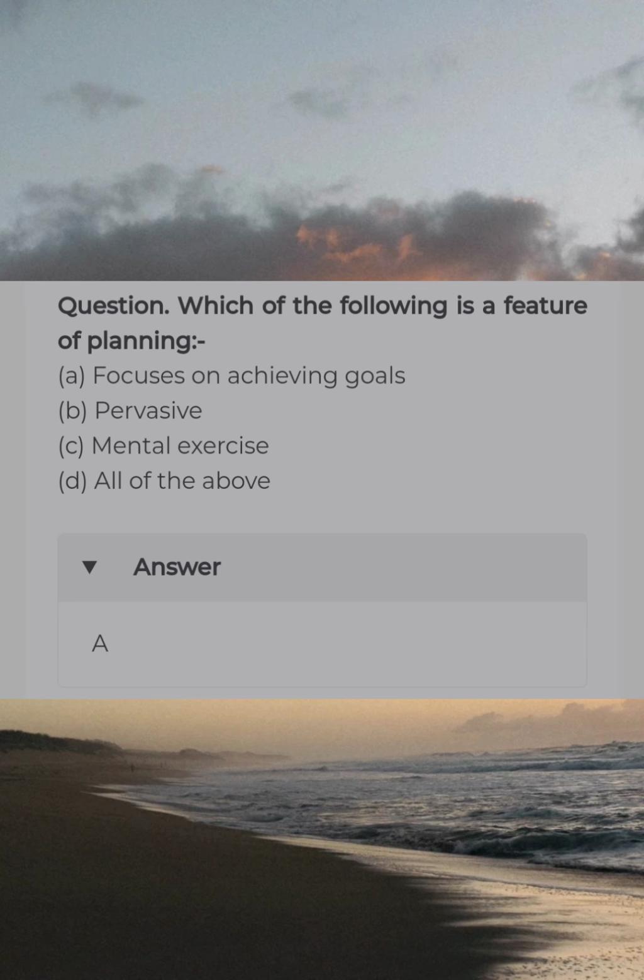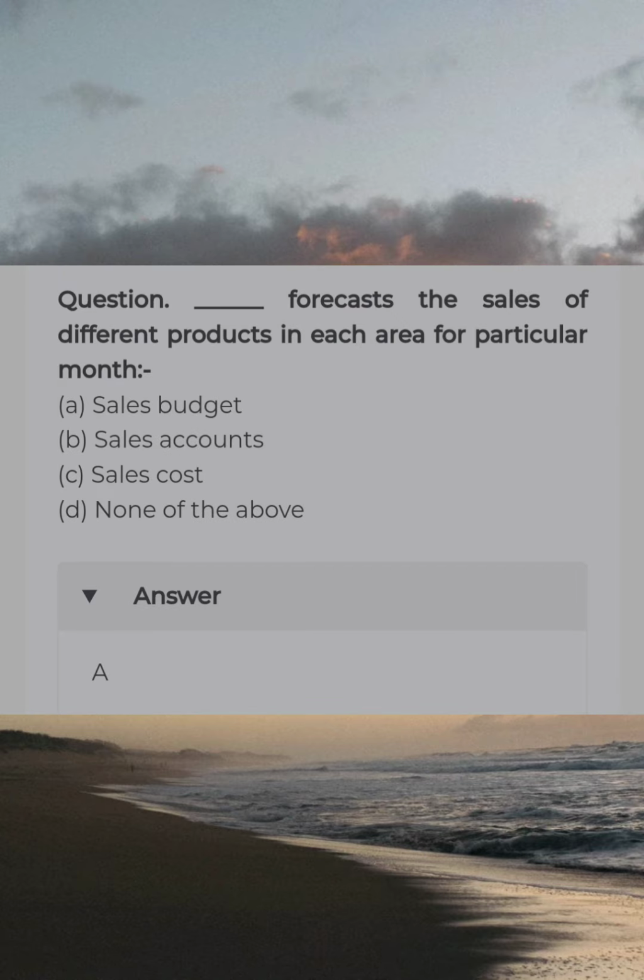Which of the following is a feature of planning? Answer A, focuses on achieving goals. Dash forecast the sales of different products in each area for particular month. Answer A, sales budget.